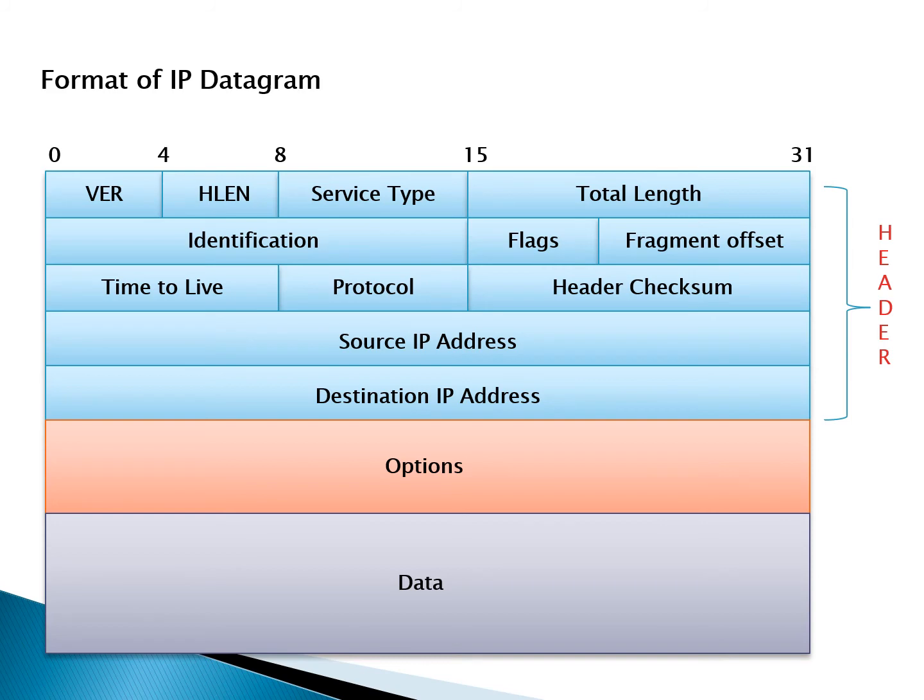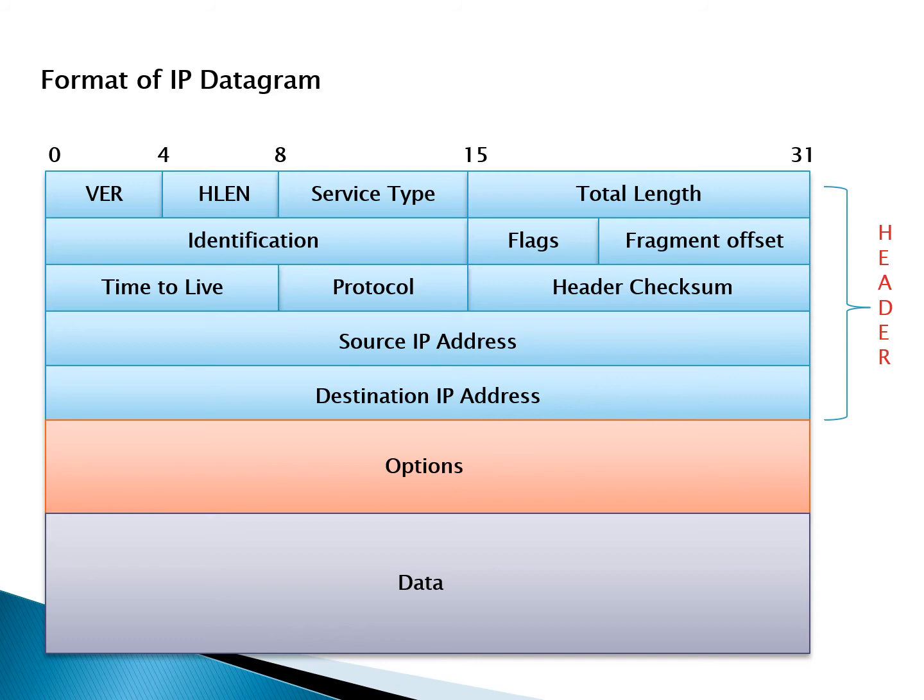This is the overall format of the IP datagram. As you can see here, the first 5 rows are the header. The next row, options, is the optional header. In each datagram, the header field is mandatory, but options is not. After that comes the actual data that is going for transmission.